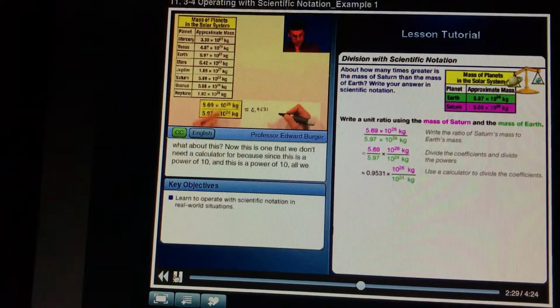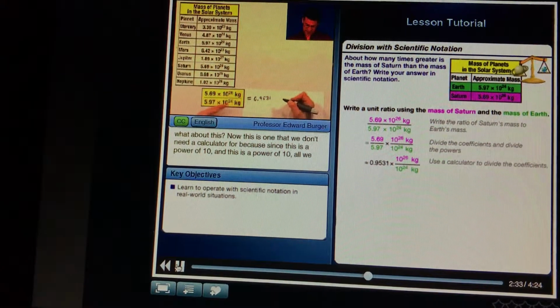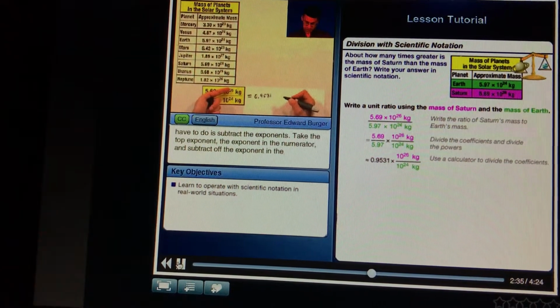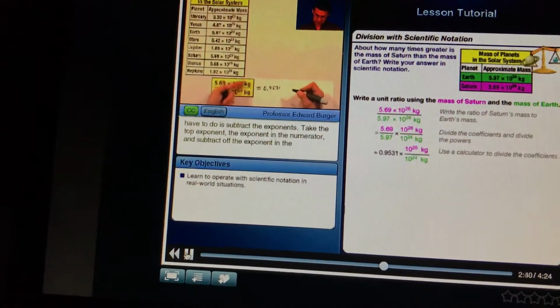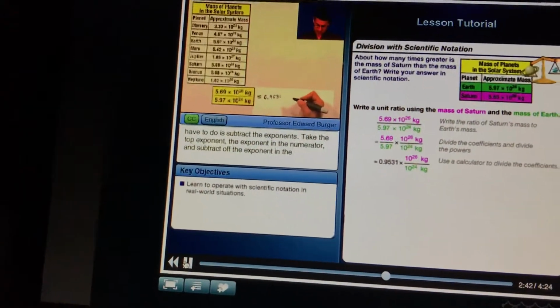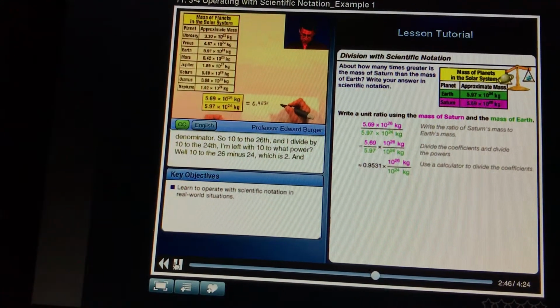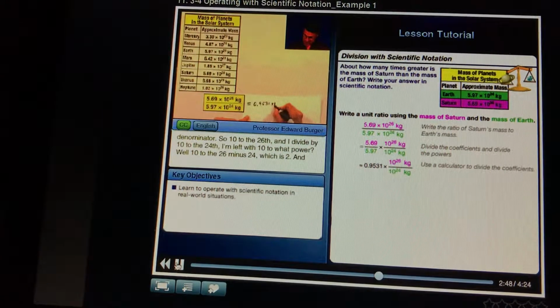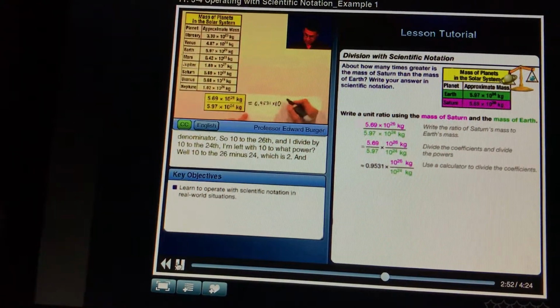Now, what about this? This is one that we don't need a calculator for, because since this is a power of 10 and this is a power of 10, all we have to do is subtract the exponents. Take the exponent in the numerator, and subtract off the exponent in the denominator. So 10 to the 26th divided by 10 to the 24th, I'm left with 10 to what power? Well, 26 minus 24, which is 2.